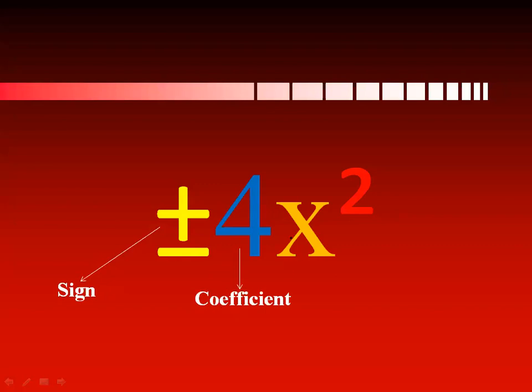Now, what is this? Here you have x cubed, x squared. Here, what you have is x squared. So you will say this x is your variable as well as your base. And what will this 2 be? This 2 will be your exponent.